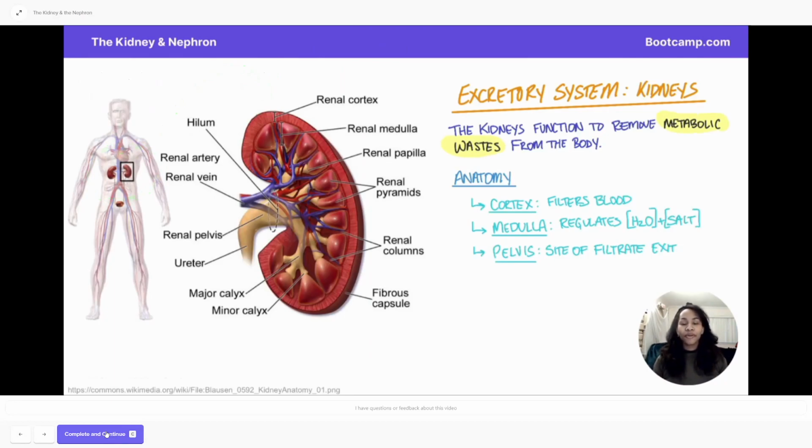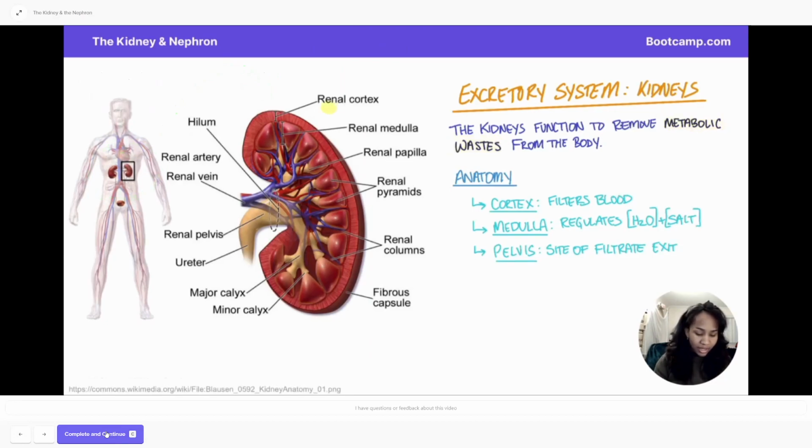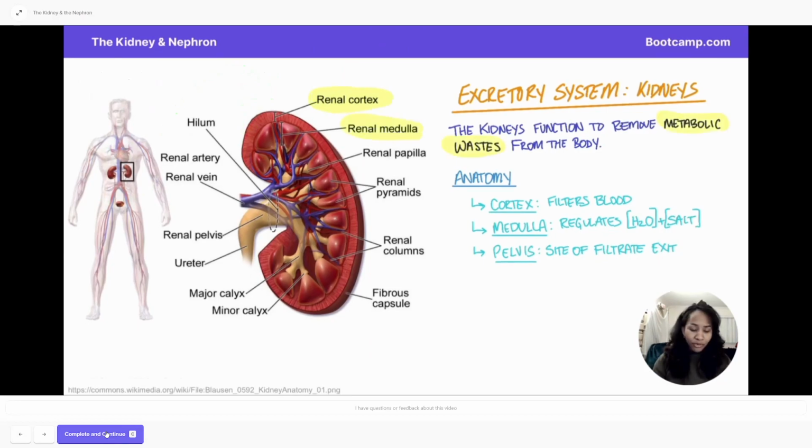And just a brief overview of the kidney's anatomy before we go deeper into it later in the slides. Let's just talk about the general functions of the three important parts of the kidney. So first we have the cortex. The cortex is going to be this uppermost part here, and this is what's responsible for filtering the blood. Then if we move deeper into the kidney, we get into the renal medulla. And the medulla has these little structures here that are called the renal pyramids. And this is where we find structures like nephrons, which are going to regulate the amount of water and salt that we actually have in the filtrate.